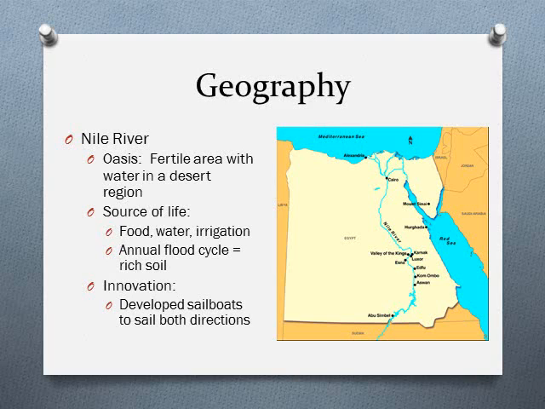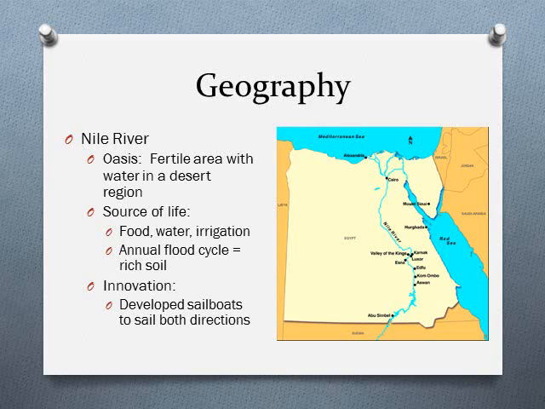The central feature of Egyptian geography is the Nile River. It's an oasis, which is a fertile area with water in what is otherwise a desert region. It's the primary source of life in Egypt. Even today, 90% of the people live somewhere along the Nile River. It provides food, water, and irrigation, and the annual flood cycle, when the Nile floods its banks, creates very fertile soil in the region. The river also led to innovation.